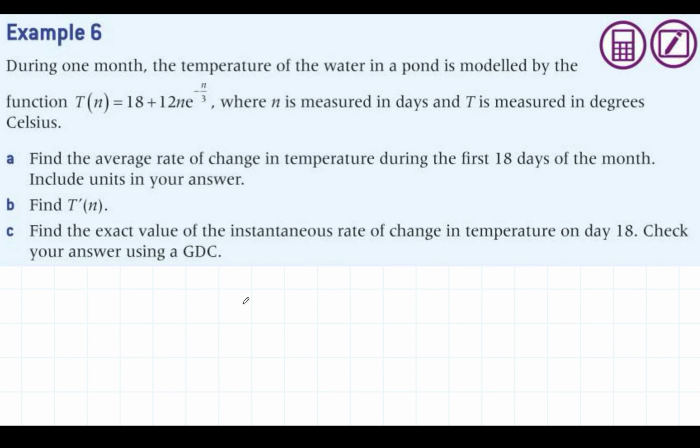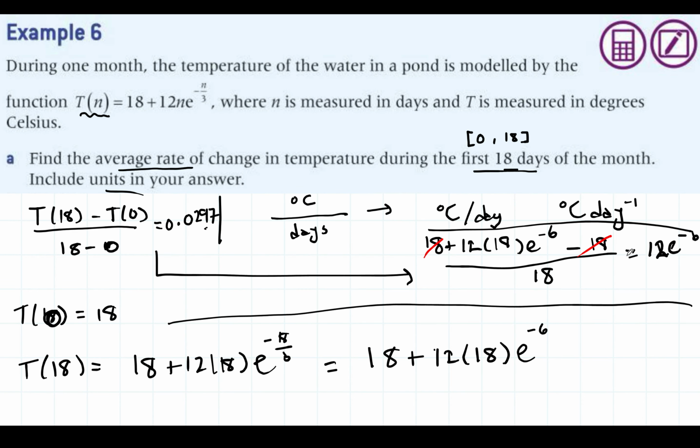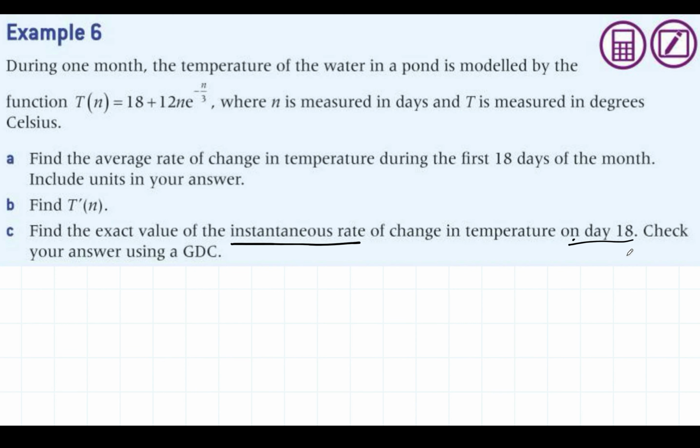Now, part C wants the exact value of the instantaneous rate of change. So instantaneous, it has to happen on the exact day. This value that we found is the average, the 0.0297. This is instant. We want an instant rate of change. So you have to substitute it in the derivative. So I'm going to substitute in there.